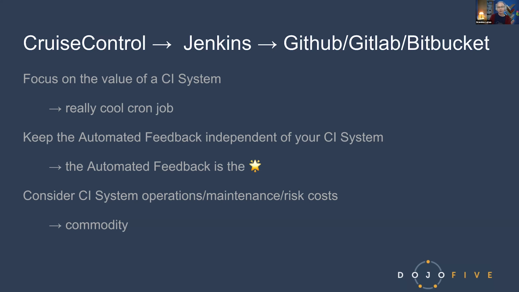Number two, keep your automated feedback independent of your CI system. That automated feedback is really the star. That's something that's not a commodity. Getting the feedback on your system is something that you want your team to be working on. You don't want them to be working on how do I maintain this web application. That's pretty much a solved problem. Getting the feedback on your system, whether it's improving your hardware in the loop testing or static analysis or unit testing in a virtual environment, those are the things that you can't go out and just buy off the shelf. So focus on that star. And when you're making your selection, don't forget about the maintenance and operations risk for running that web application.